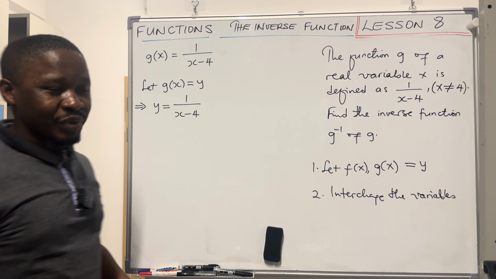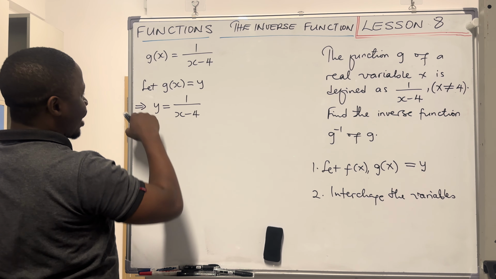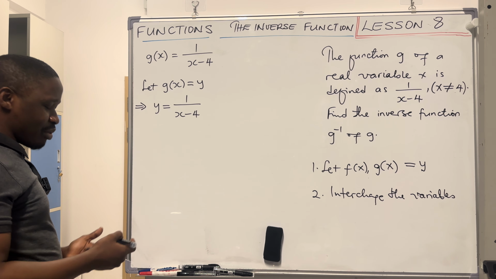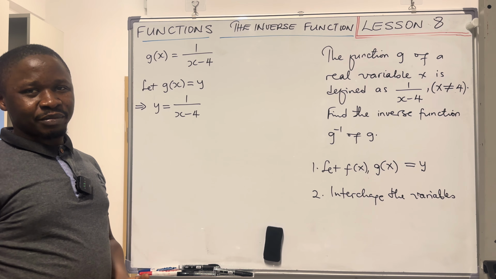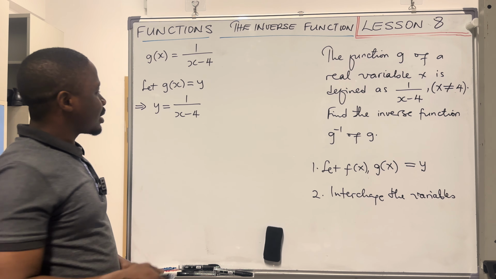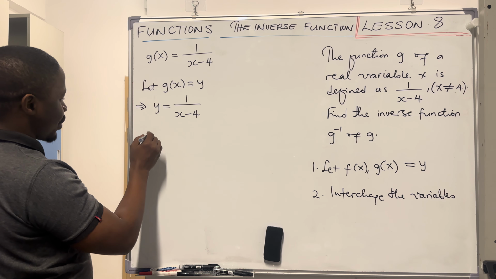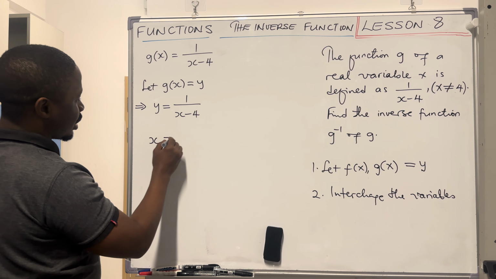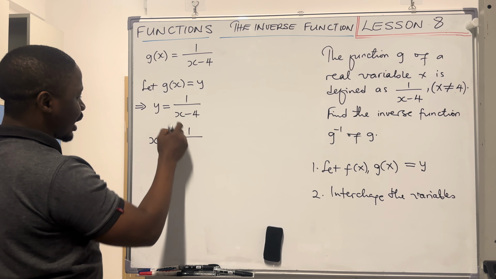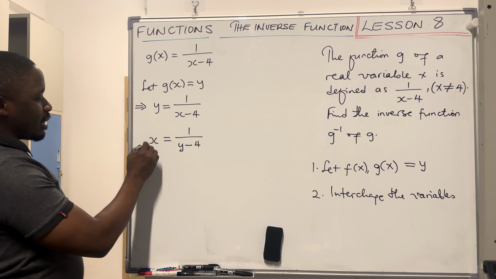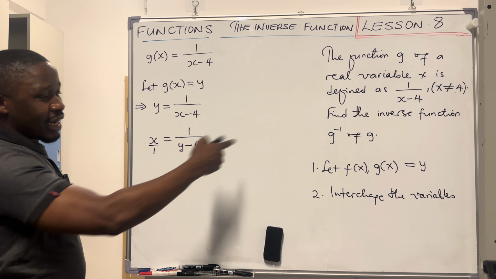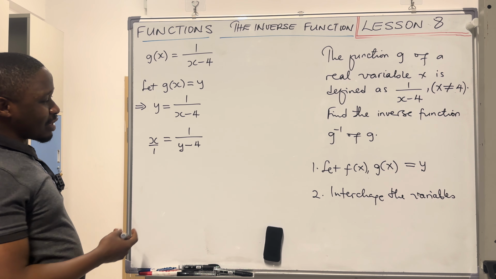What do we do next? We interchange the variables. Now we have y and x, so we interchange the variable. Interchanging here means when you see x, you write y. You see y, you write x. So for this y, what do we write? We write x equal to 1 over, for this x, we write y minus 4. We give this 1. The next step will come, but let us simplify.